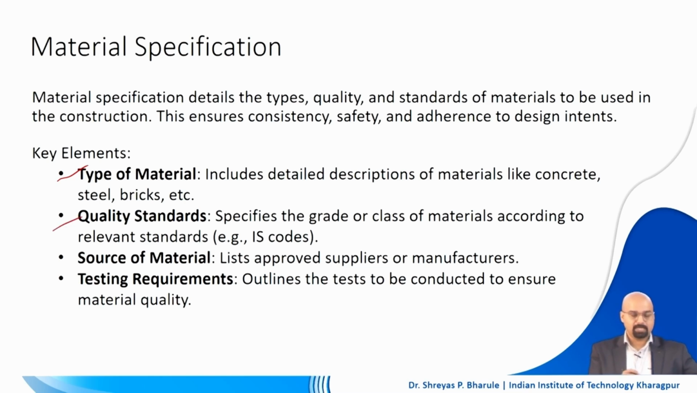Next, the quality standard. What type of standard are we going to follow? The grades, the IS codes, Indian standard codes. All of these things are to be mentioned to create a specific look and order of that particular building or the component that we are talking about. So, the grade and class of the material according to the relevant standards which we have, that is to be mentioned.